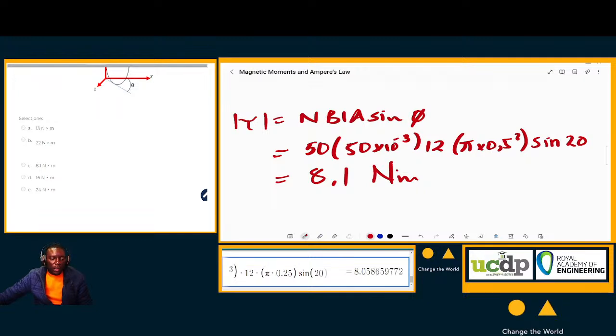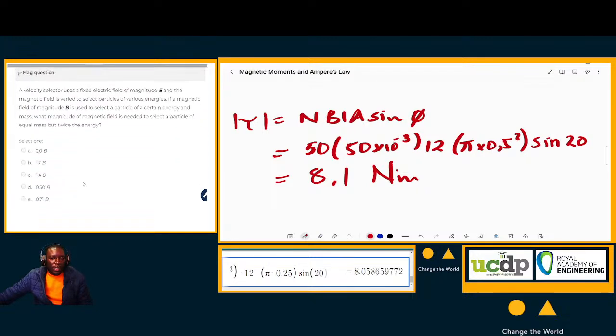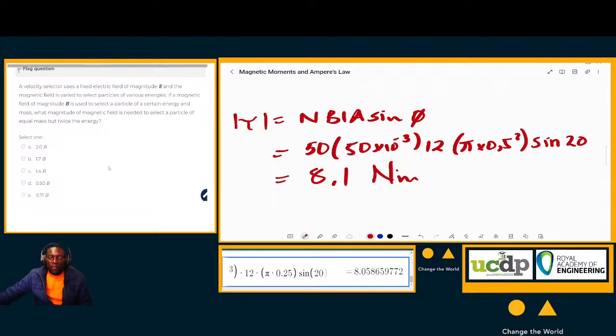Our next question there is question number 29. A velocity selector uses a fixed electric field of magnitude E, and the magnetic field is varied to select particles of various energies. If a magnetic field of magnitude B is used to select a particle of certain energy and mass, what magnitude of magnetic field is needed to select a particle of equal mass but twice the energy?